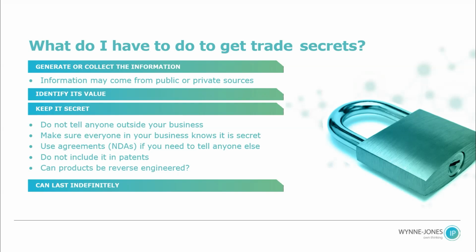So you don't tell anyone outside your business. You make sure everyone in your business who knows it's a secret, that it is a secret and has to do it. You use agreements and contracts to protect confidentiality. You don't reproduce it in patents or any other documents because those then become public. They're published at some stage, and so you lose control of the information in them, even though you might be protected for the patent right. And recognize that if a product can be reverse engineered, you don't have control of that information once you've sold it. But trade secrets can last indefinitely, certainly very long periods.